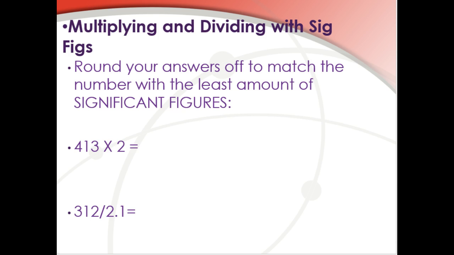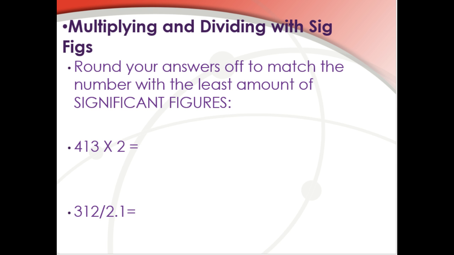What we've got here is multiplying and dividing, adding and subtracting with significant figures, since we talked about significant figures last time. Now, the easiest one to start with is multiplying and dividing with significant figures, because the rule goes that you'll round whatever your answer is off to match the number with the least number of significant figures. So I've got two examples here to show you what I mean.